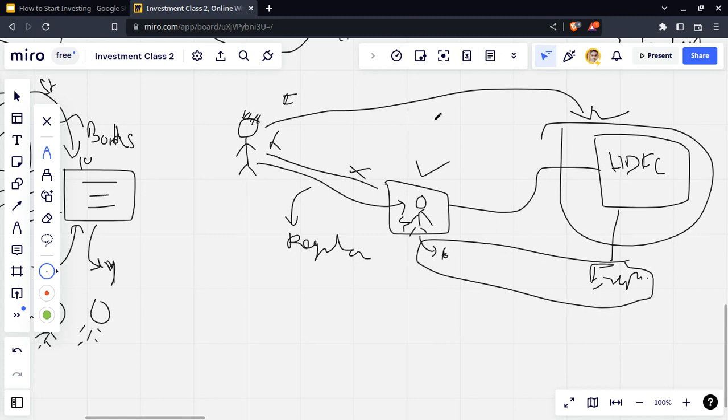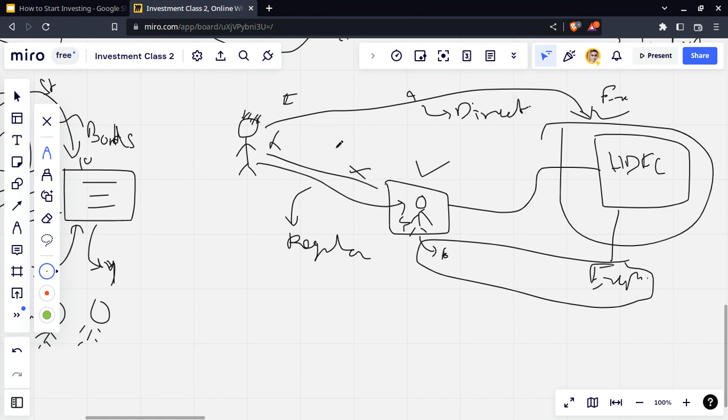So what will happen? This middleman's fees will not be charged anymore. My fee for the mutual fund, that is known as the expense ratio, will be lower, because I am not involving any middleman here. So the mutual fund that I buy will be known as a direct mutual fund.